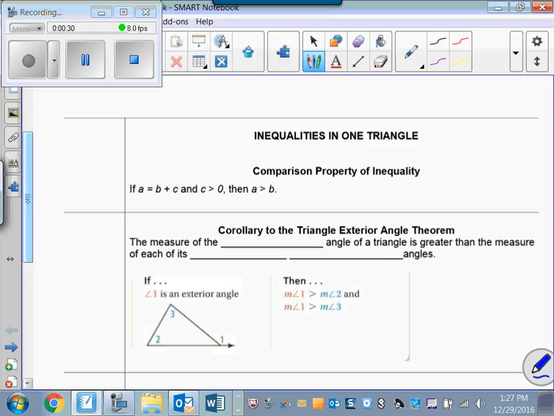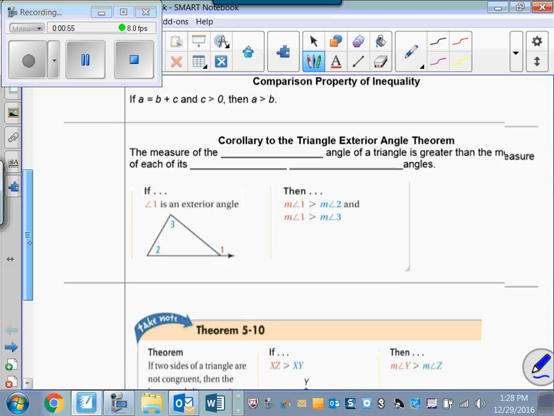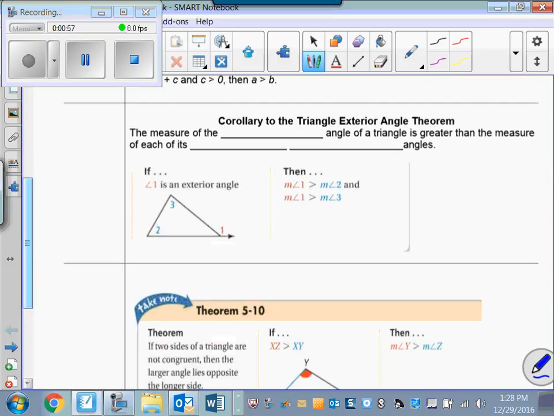So we start off with another property. It's the comparison property of inequality, and it says if A equals B plus C and C is greater than 0, then A has to be greater than B. See what I told you? So if A equals B plus C, then A's got to be greater than B, right? Yeah, pretty straightforward.